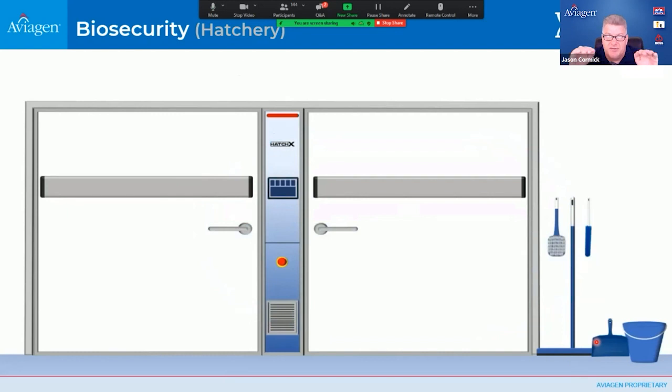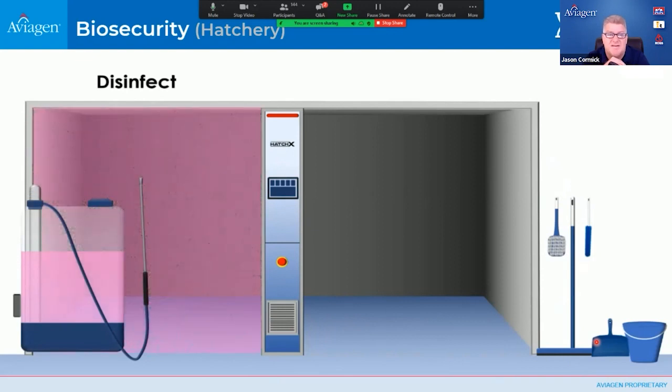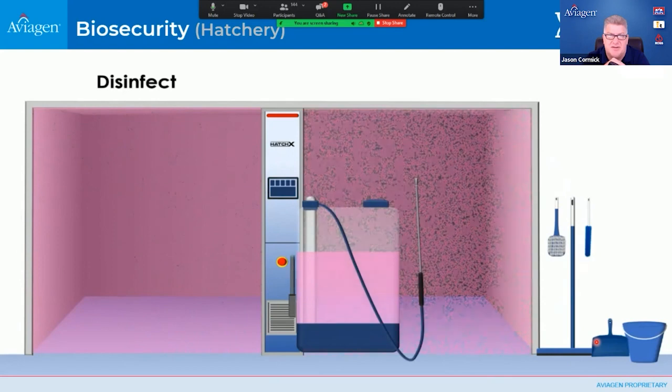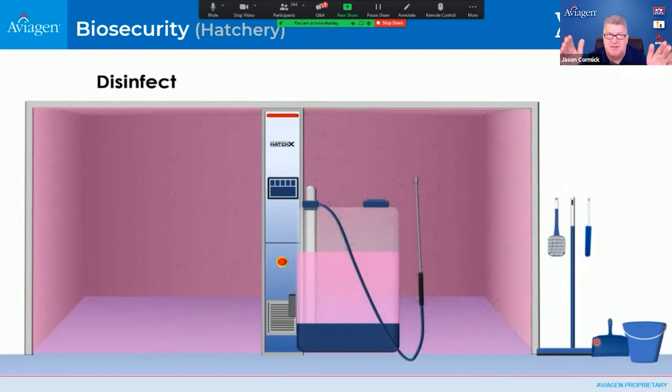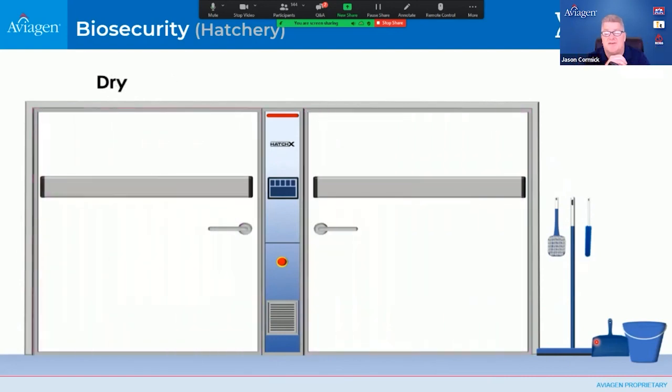Right, so now we've got a completely dry machine, so now we can disinfect. We're going to go through there, spray it all with disinfectant. And of course, once this is done, we're almost there, but we're going to need to dry that off as well, because obviously we don't want to be transferring into a humid machine.